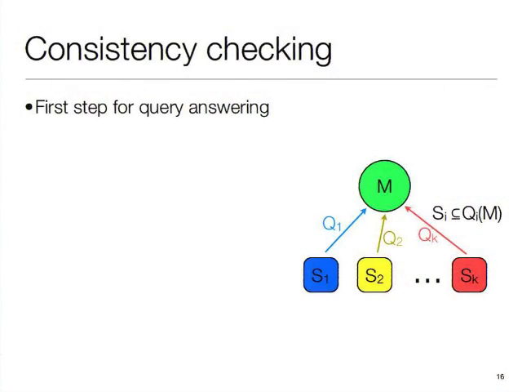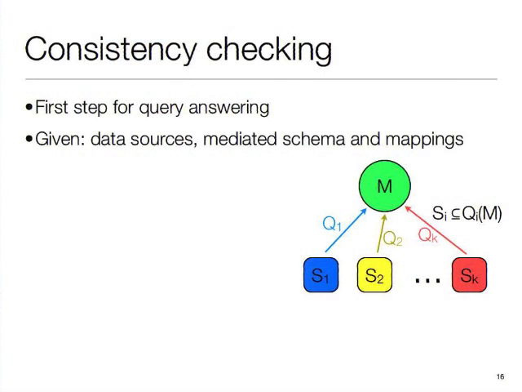So now, this naturally leads us to the first question, which is, how do we check whether a collection of sources is consistent? The problem concretely defined is, you're given a collection of sources, you're given their mediated schema, and you're given a bunch of mappings. The first question is, without even having any queries over the mediated schema, are these sources consistent with each other?